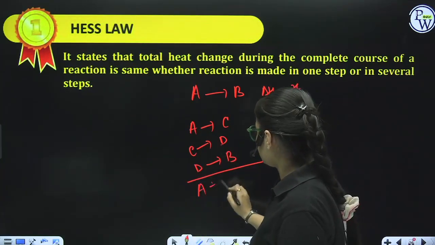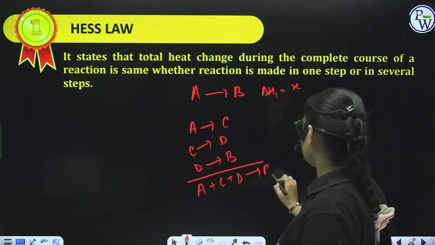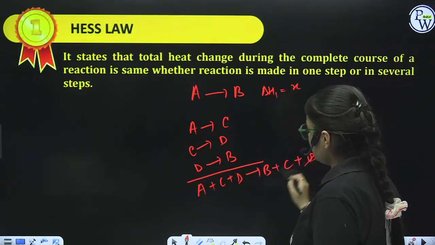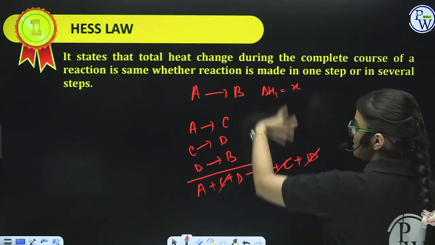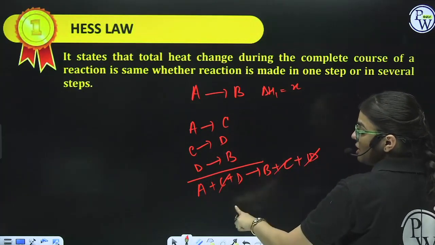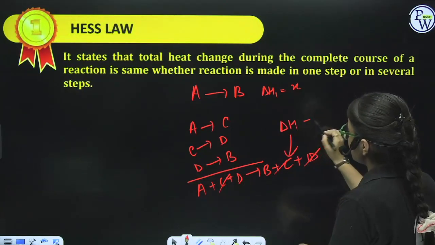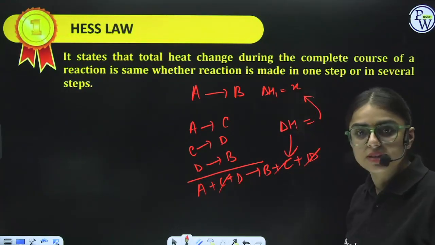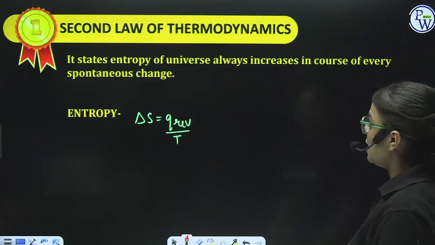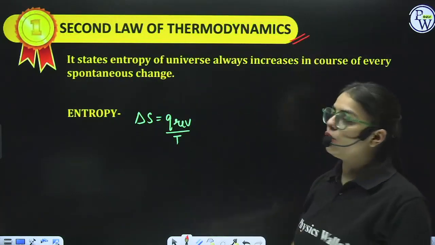You'll get A plus C plus D gives B plus C plus D. That means A is changing into B. So that is the same way. If it is occurring in the same steps or in different steps, the enthalpy change for this main reaction comes out to be the same as that was for the single step. Clear? Now students, comes the next part, that is the second law of thermodynamics.